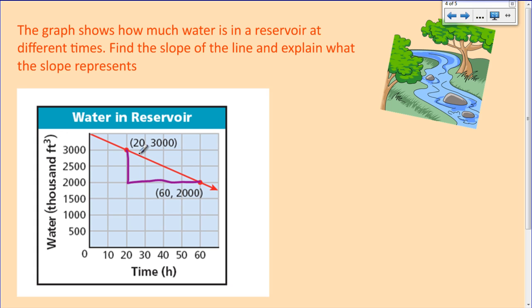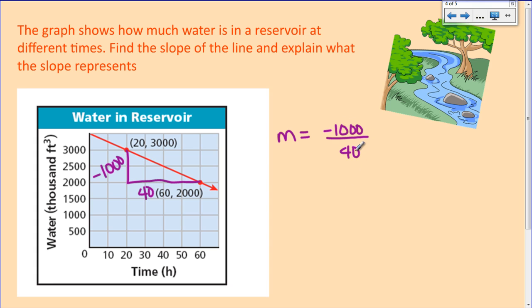I can see here that my y values went from 3,000 to 2,000. Well, that is a change of negative 1,000 because they got smaller. And my x values went from 20 to 60, which is a change of 40. This 20 to 60 is a change of 40, and it got bigger. So my slope is going to be negative 1,000 over 40.